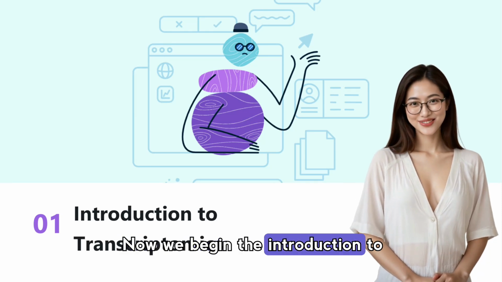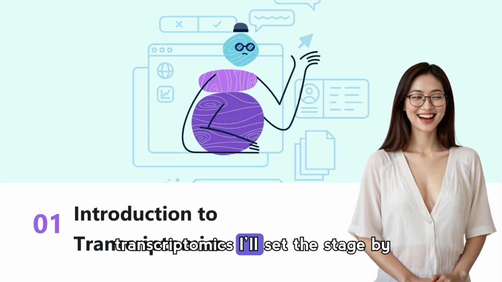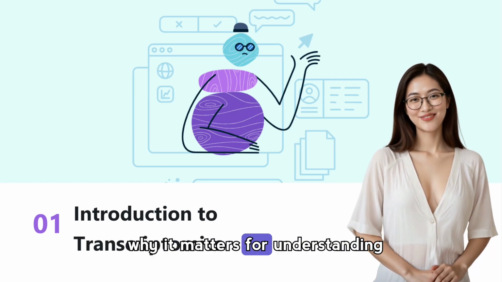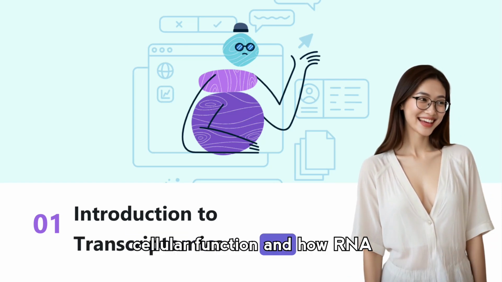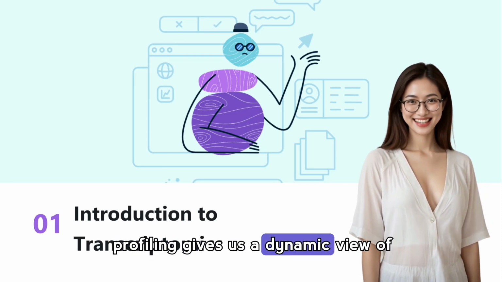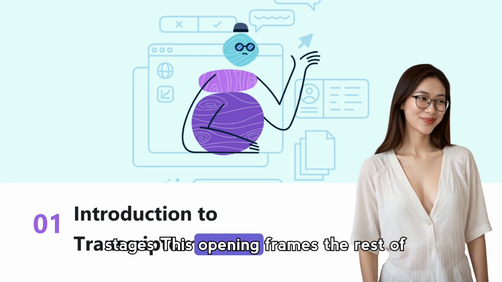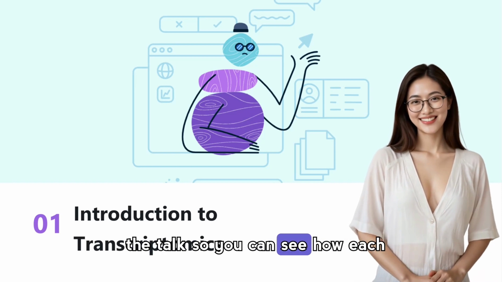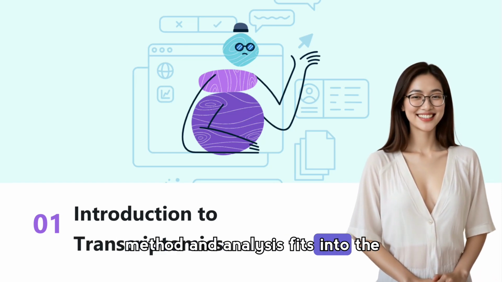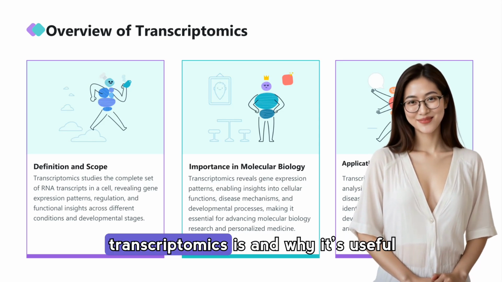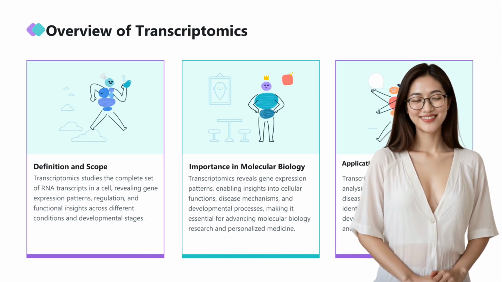Now we begin the introduction to transcriptomics. I'll set the stage by explaining what transcriptomics studies, why it matters for understanding cellular function, and how RNA profiling gives us a dynamic view of gene activity across conditions and stages. This opening frames the rest of the talk so you can see how each method and analysis fits into the bigger biological picture. This overview summarizes what transcriptomics is and why it's useful.